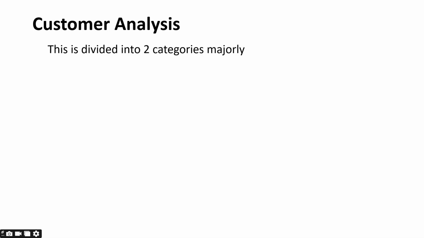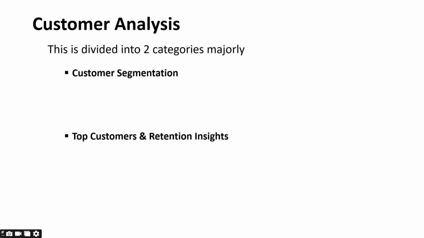I divided this into 2 categories majorly. And the first category is customer segmentation. Then the second category is top customers retention insight. So from our data sets under customer analysis, we want to generate customer segmentation, and then we want to bring out the top customers and retention insight from the record.